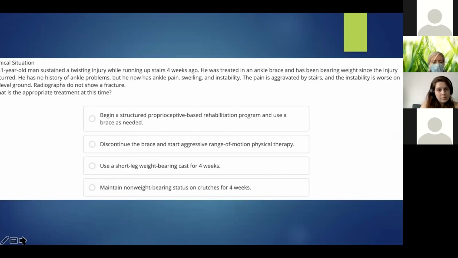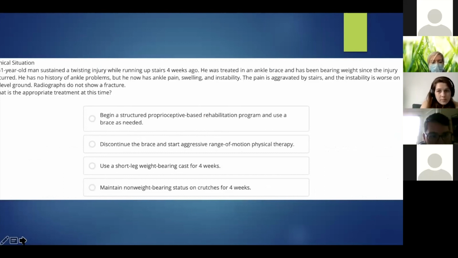Yep, 41-year-old man sustained a twisting injury while running upstairs 4 weeks ago. Treated in an ankle brace, wearing a brace since the injury. No history of ankle problems, pain, swelling, and instability now. Aggravated by stairs, instability is worse on uneven ground. It's the same vignette. Radiographs do not show fracture. What's the appropriate treatment? We begin a structured proprioceptive rehab. And brace is needed. Discontinue brace, start aggressive range of motion. Physical therapy is short. Like weight bearing cast for 4 weeks, maintain non weight bearing status on crutches for 4 weeks.